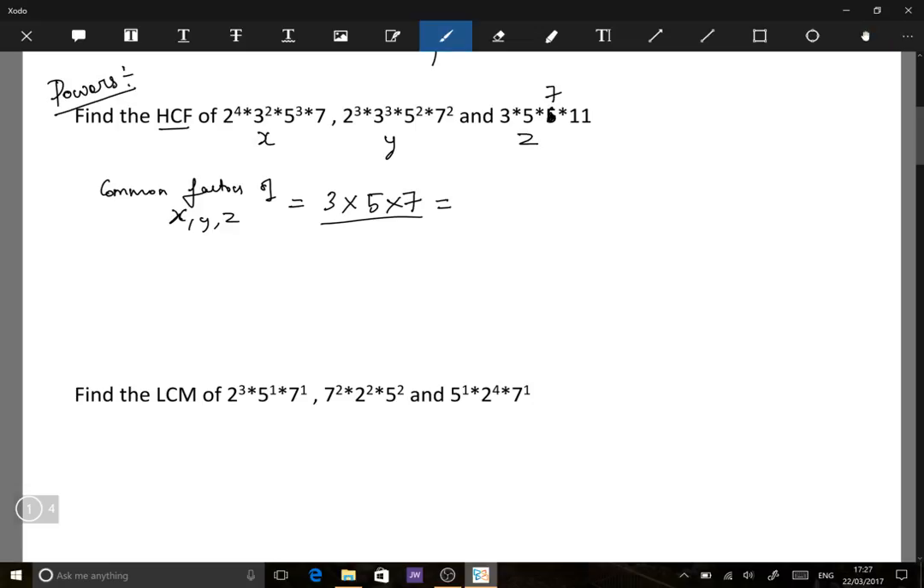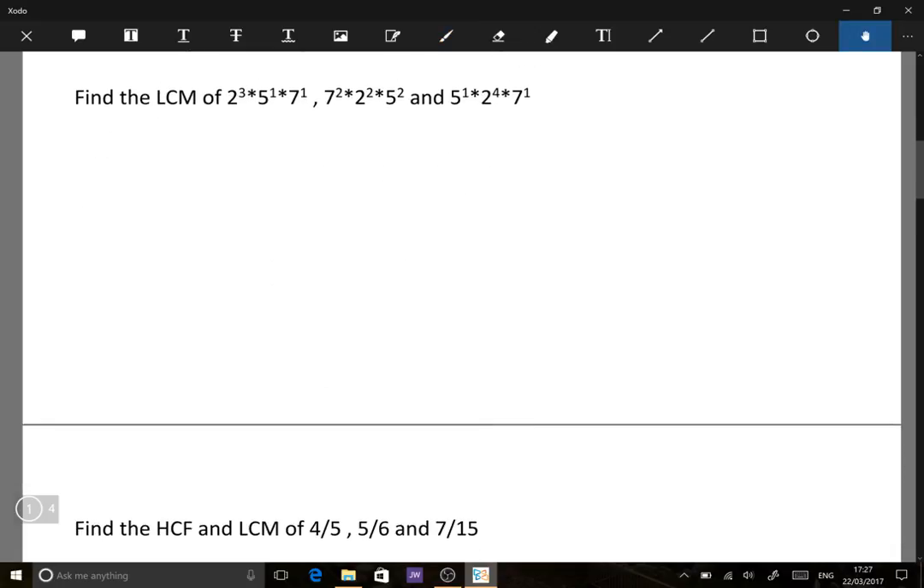So what is the multiplication of this? 105. So HCF is 105. Okay, it's very simple, right? Similarly, in the case of LCM, I'm considering this one as x, this one as y, this one as z. So it is another example. Okay, the question is different.